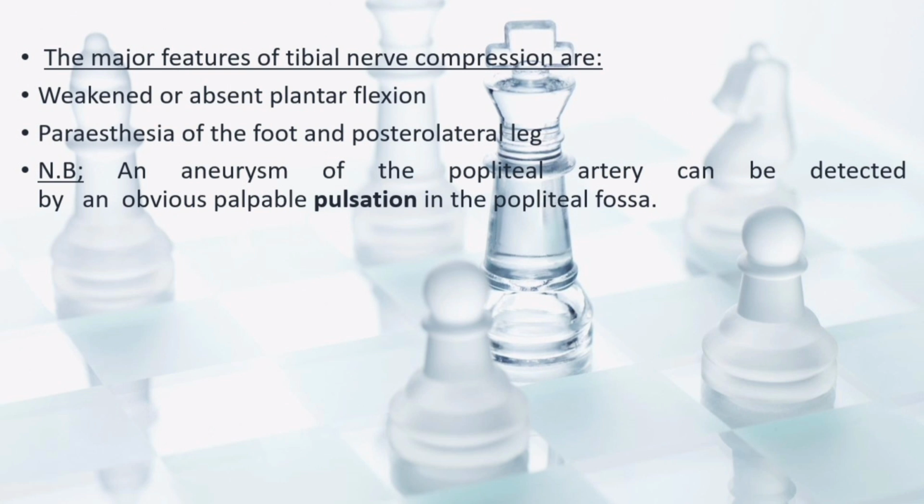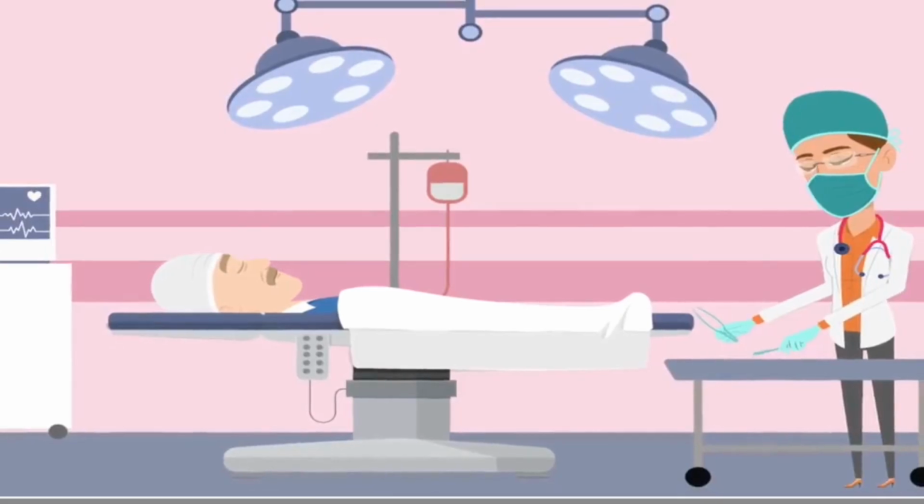An aneurysm of the popliteal artery can be detected by an obvious palpable pulsation in the popliteal fossa. An arterial bruit may be heard on auscultation. Other causes. Rarer causes of a popliteal mass include deep vein thrombosis, adventitial cyst of the popliteal artery and various neoplasms such as rhabdomyosarcoma. Now let's have a quiz.